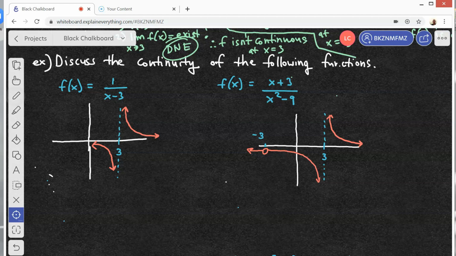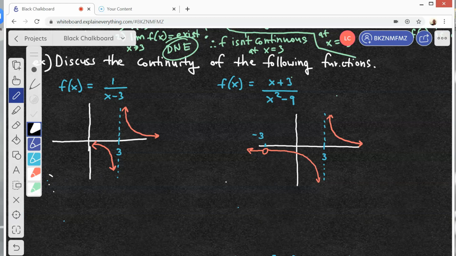So this is how we could write it. Since f of 3 does not exist, the values have an asymptote at x equals 3. Since f of 3 does not exist, f is a function not continuous.